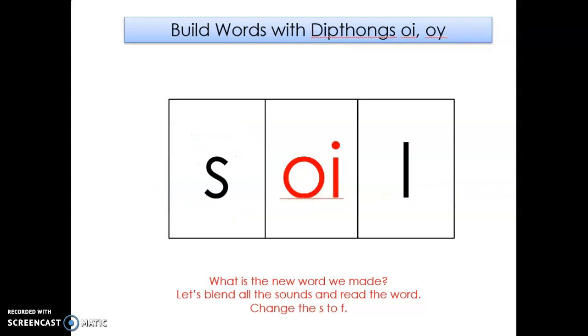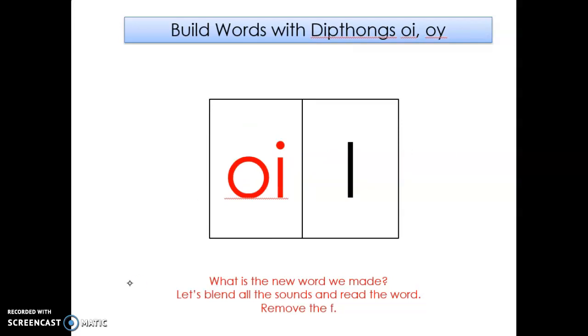What's the word? Change S to F. Think. Say, the word is foil. What's the word? Get rid of the F. Think. Say, the word is oil. What's the word?